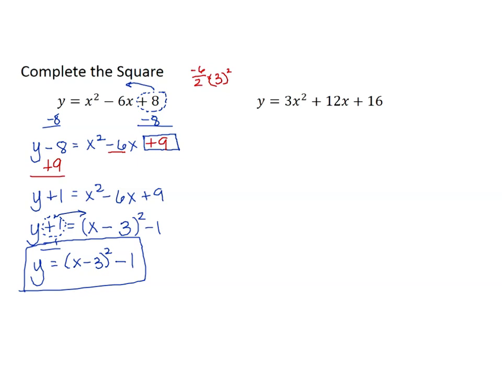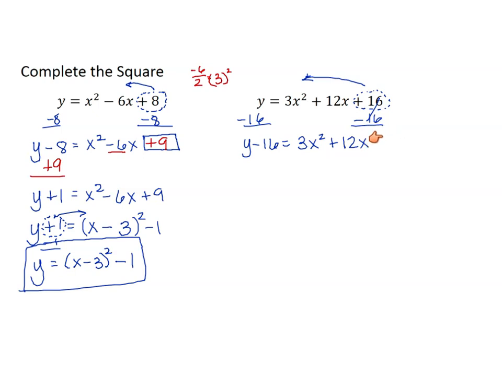All right, let's try another one. So in this next one, I'm going to start the same way. I'm going to have this term that needs to move over to the other side so I can get my x's alone. So to do that, I'm going to subtract 16 from both sides. On the left, I'll have y minus 16. On the right, I'll have just my x terms.